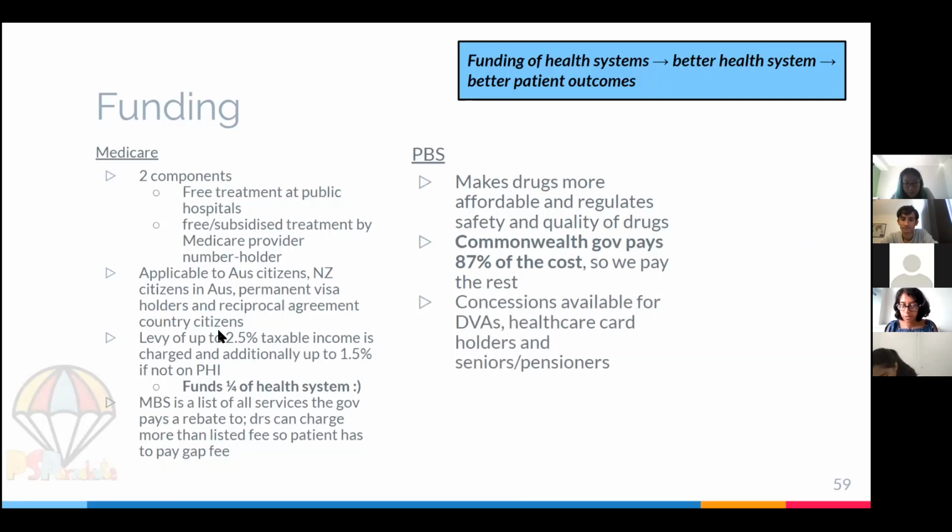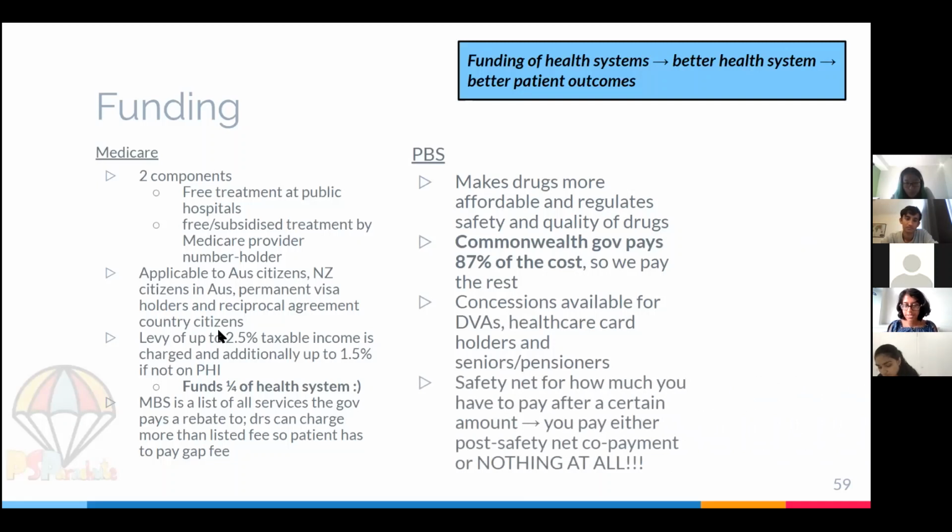Concessions are available for DVA, healthcare card holders, and seniors or pensioners. And there is a safety net threshold, so after a certain amount, you either don't have to pay at all, if you're a concession holder, or you pay a post-safety net co-payment. That's just like a subsidy after a certain amount, basically.